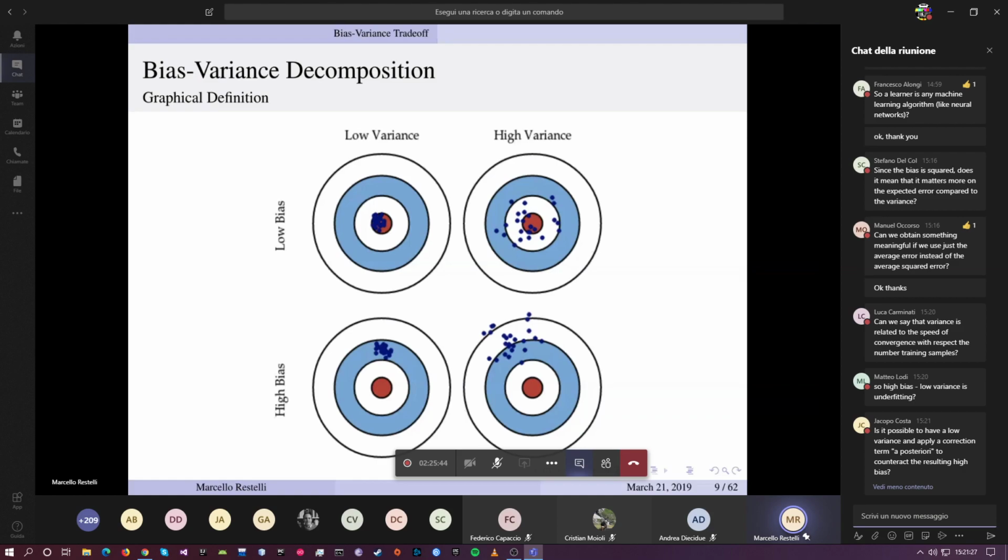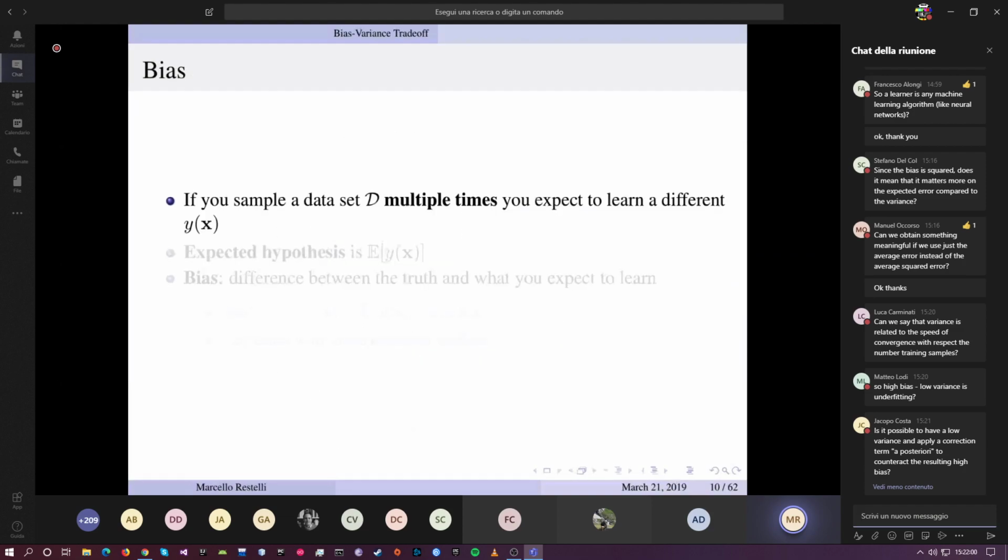There is another question. Is it possible to have a low variance and apply a correction term a posteriori to counteract the resulting high bias? Yes, we will see this, I hope, in the next class or in two classes. But yes, we will see that actually we can do something as suggested. Okay, so let's go into a little bit more detail about the bias.